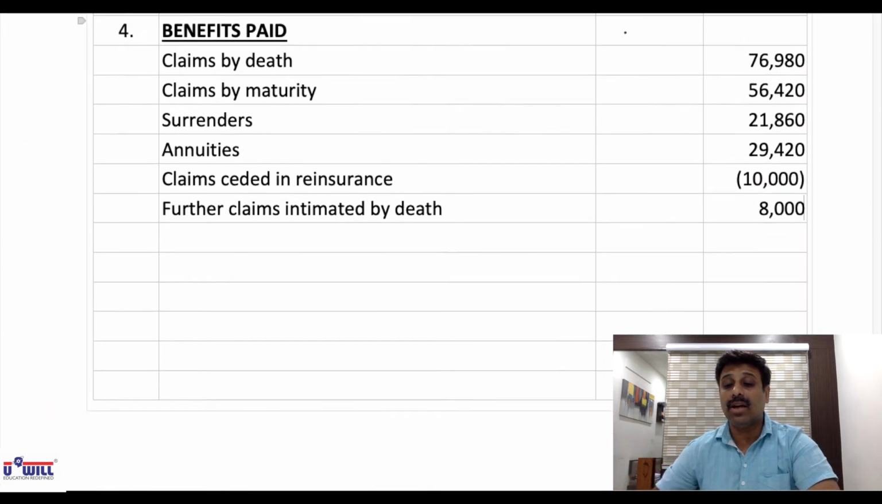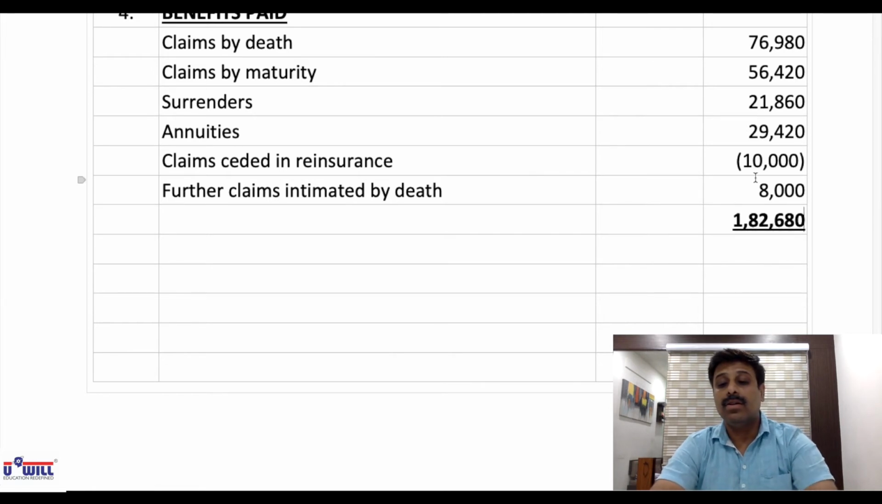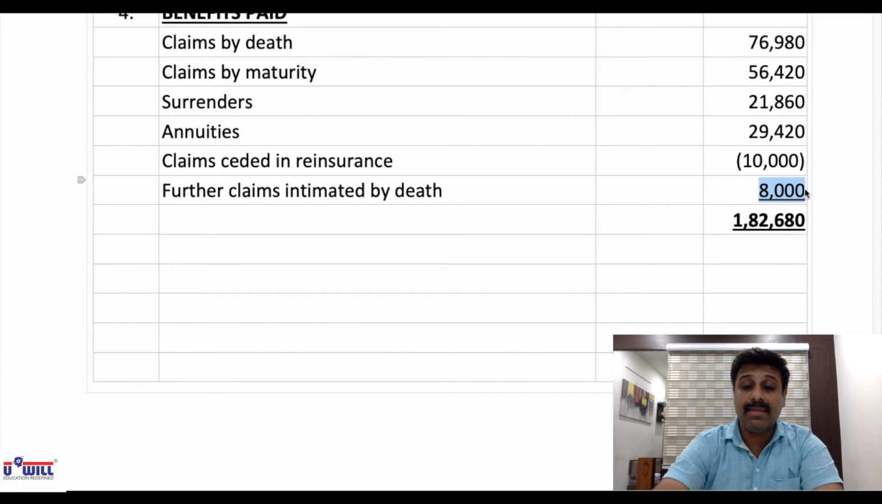So we'll do the total now. 76980 plus 56420 plus 21860 plus 29420 plus minus 10,000 plus 8,000. That comes to 182680. Okay, so all the items of claims are also taken.